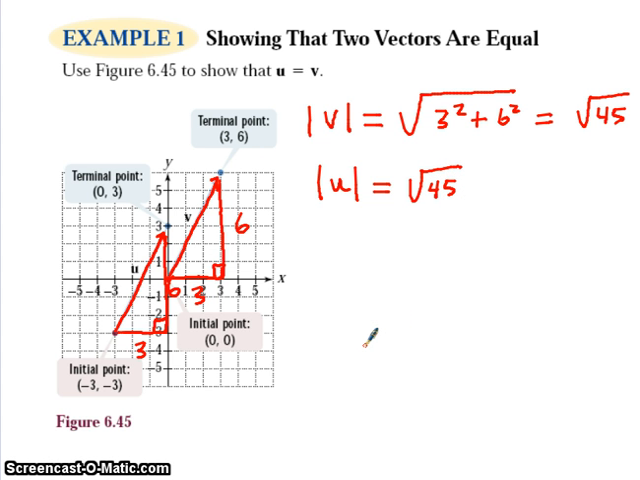Now we need to figure out, are the directions the same? Well, the directions we can find by looking at the slope. The difference in y over the difference in x tells us the slope, and they both have a slope of 2. So we can say yes, they are both equal to each other. These 2 vectors are equal.